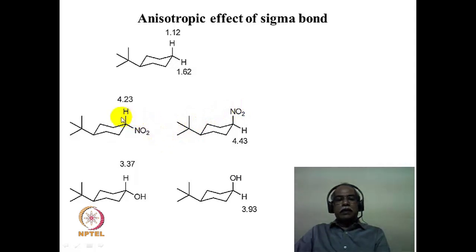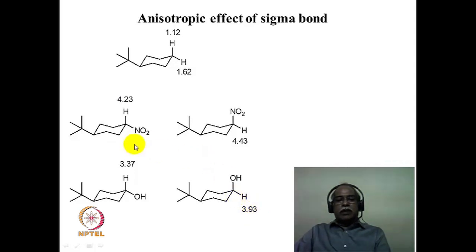Now you can see here the axial hydrogen comes at a lower delta value compared to the equatorial hydrogen, which is coming at a higher delta value by about 0.2 ppm or so. If you take the tertiary butyl cyclohexanol, here also the axial hydrogen comes around 3.7 ppm, whereas the equatorial comes around 0.2 ppm more than the axial hydrogen, around 3.93 ppm or so.